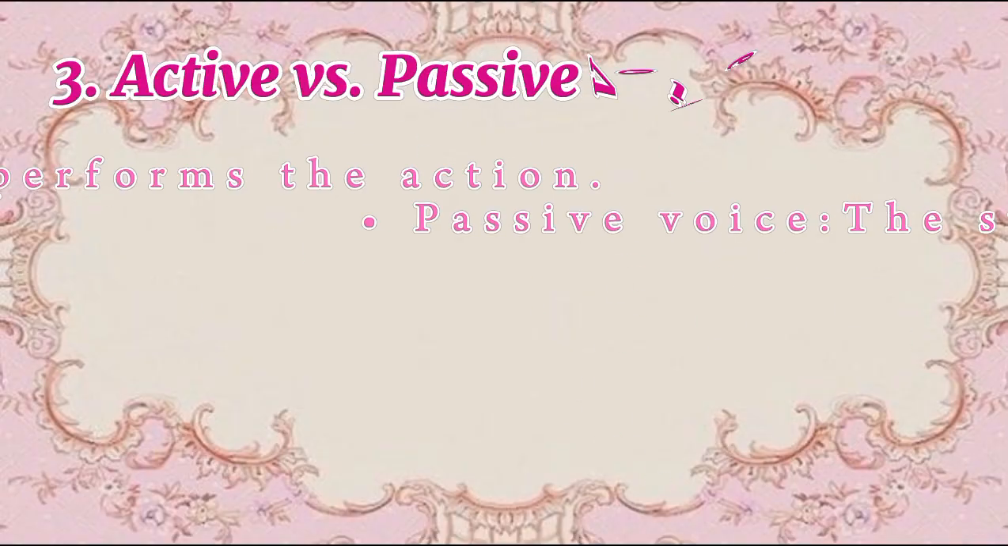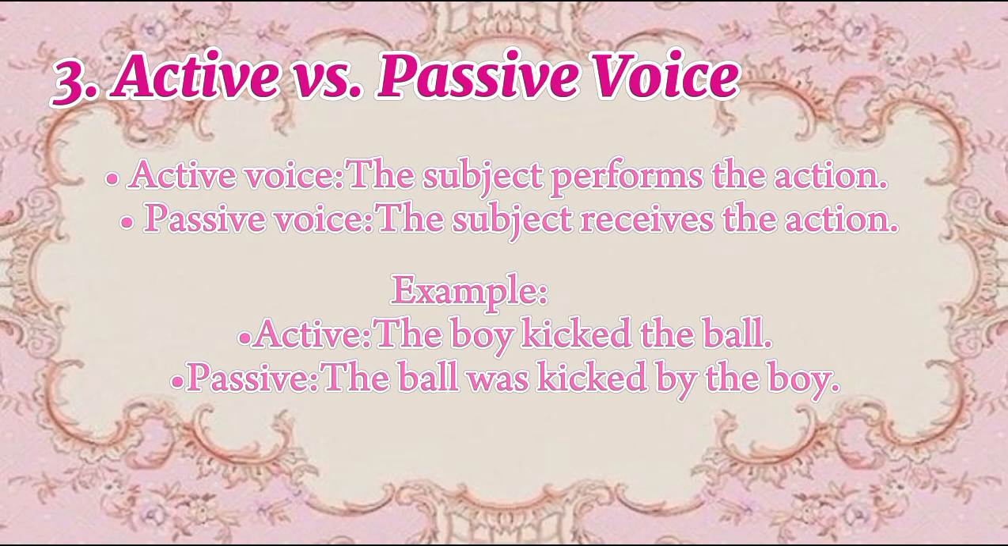The third rule is the active versus passive voice. The active voice is the one that the subject performs the action, while the passive voice is the one that subject receives the action. For example, the active voice is the boy kicked the ball, while the passive voice is the ball was kicked by the boy.